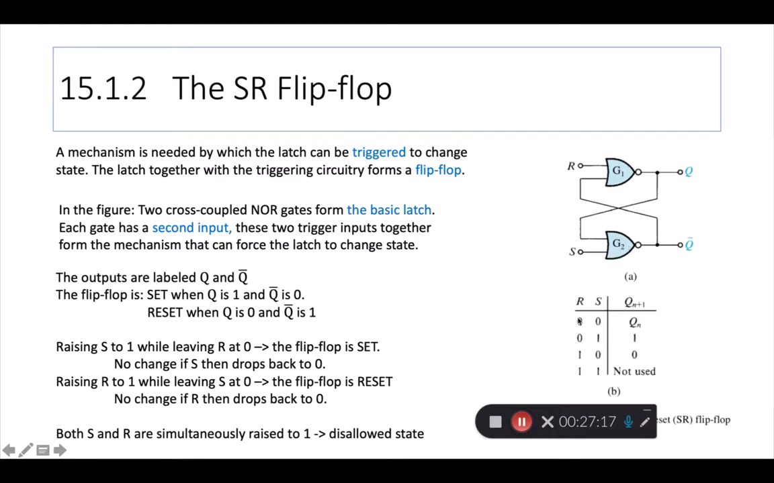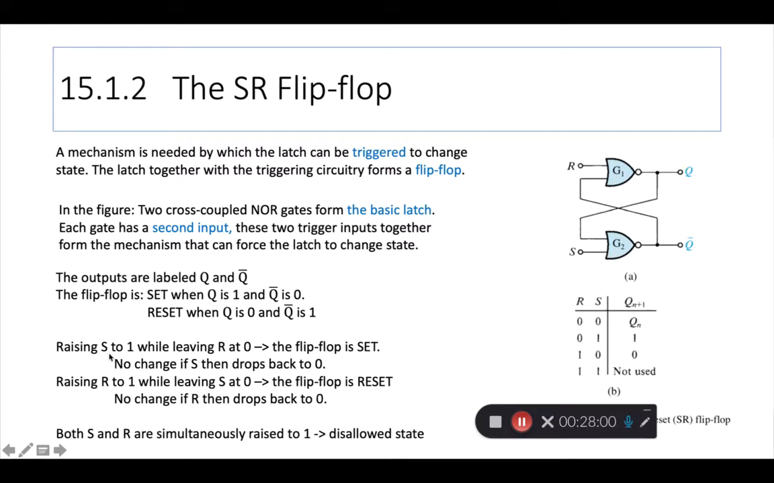I'm sure you already know this, but let's look at the circuit part of it. Again, in the circuit, two cross-coupled NOR gates form the basic latch. Each gate has a second input. So this gate has an R, this gate has an S. Each of these is called a trigger input. These two trigger inputs together form the mechanism that can force the latch to change state. The outputs are labeled Q and Q bar. Along with two trigger mechanisms, we also have two complementary outputs because it's a latch. But the main output we are most focused on is Q, because Q bar just follows Q. It is the opposite.